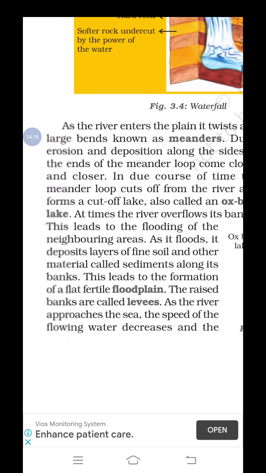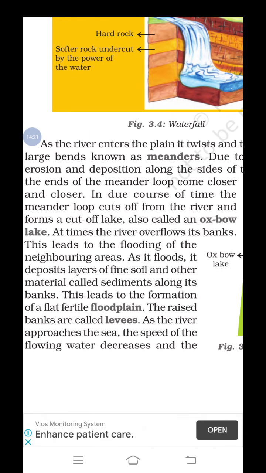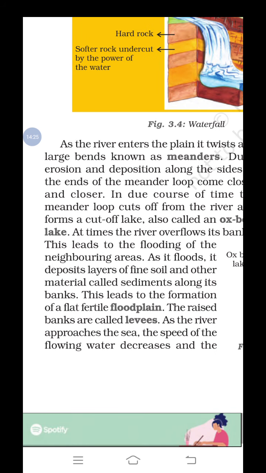Okay, now next, at times the river overflows its banks. This leads to flooding of the neighboring areas. As it floods, it deposits a layer of fine soil and other materials called sediments along its banks. This leads to the formation of a flat, fertile floodplain. The raised banks are called levees.